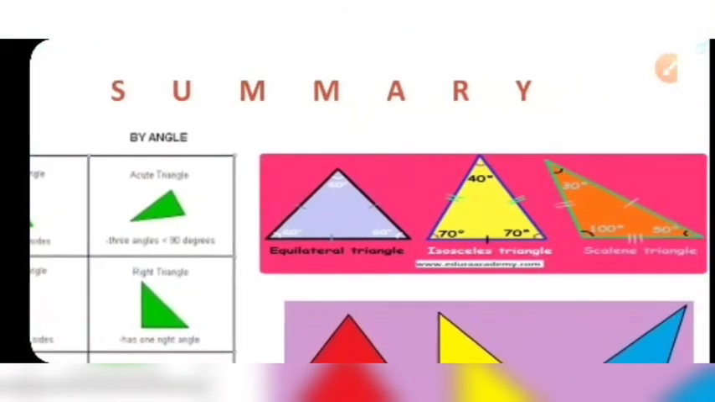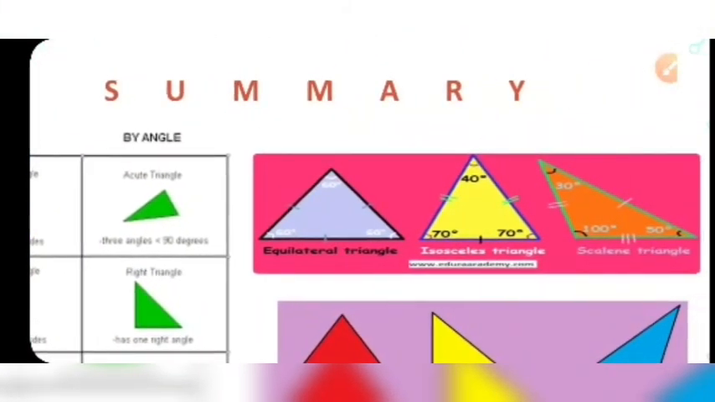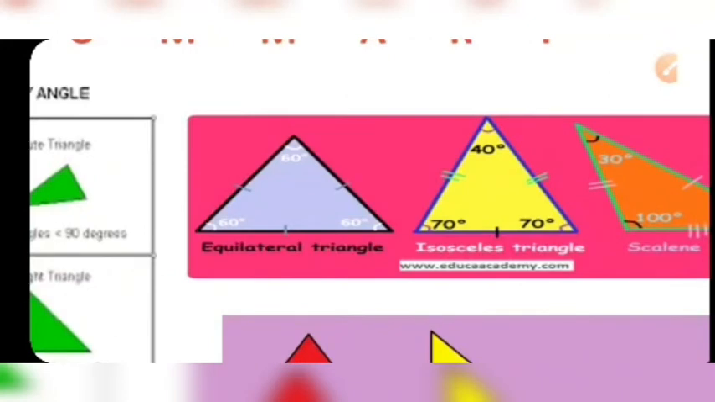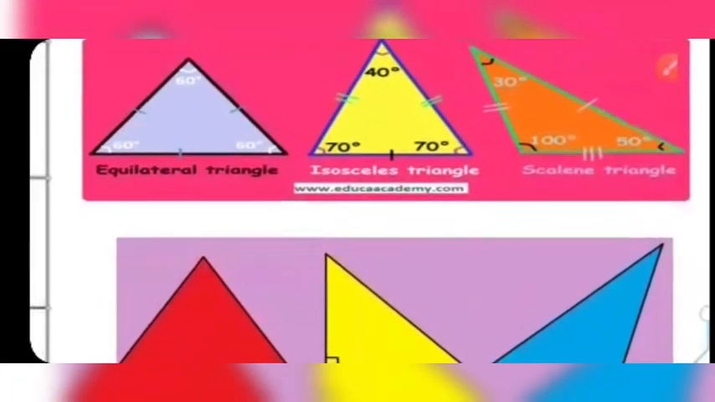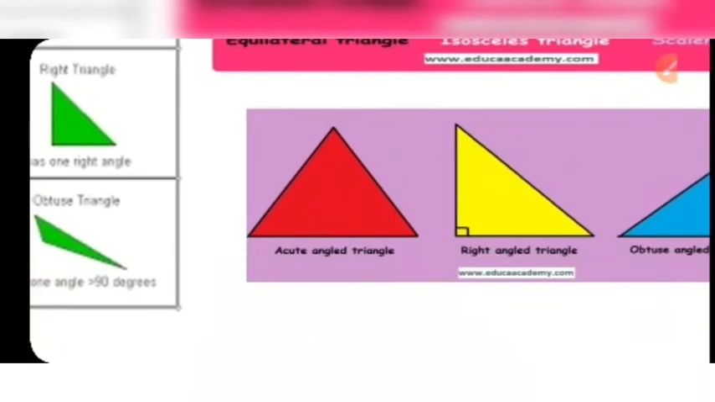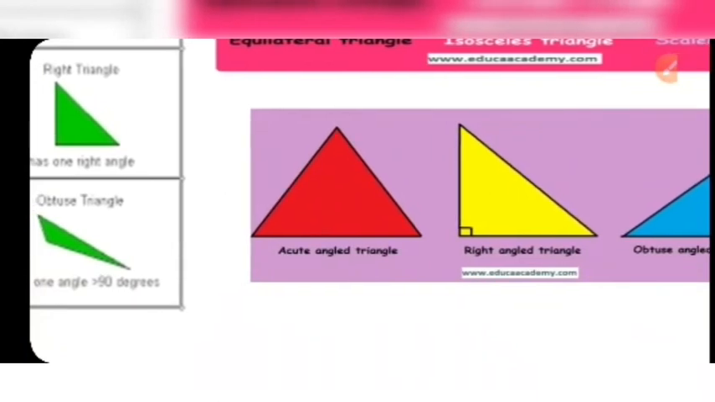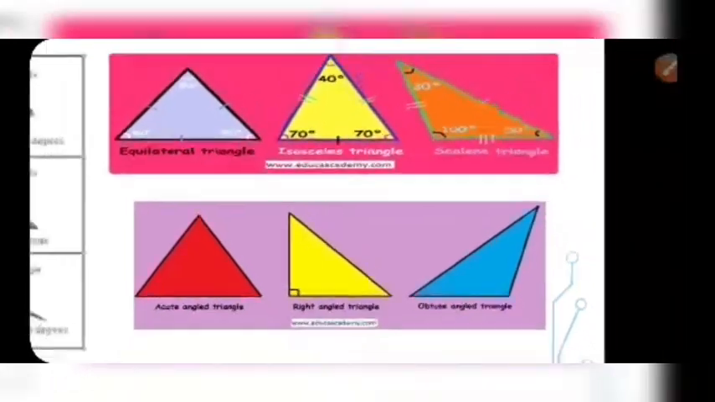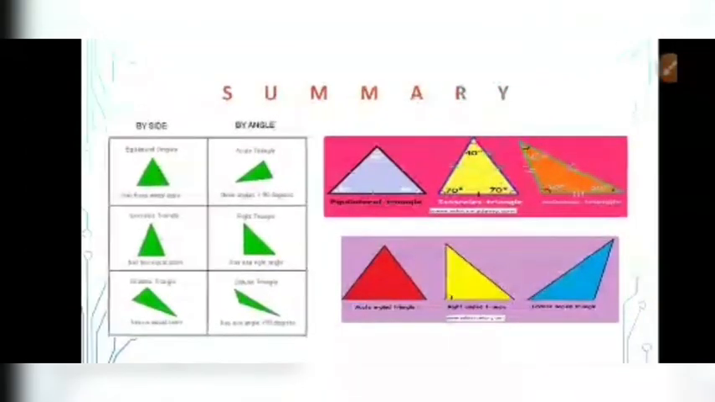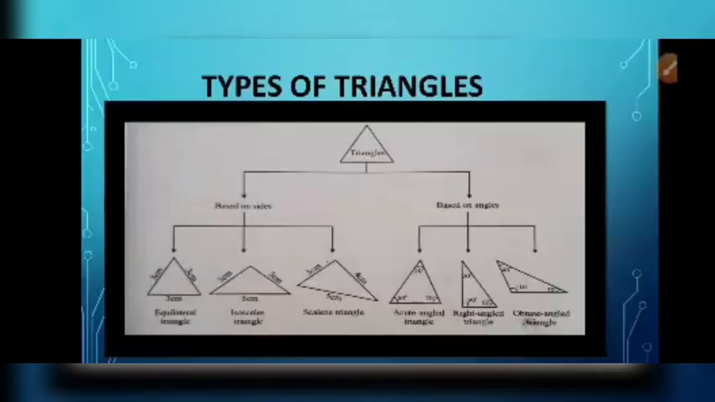So, we have discussed about types of triangles. Equilateral triangle, each angle is 60 degrees. Isosceles triangle, base angles are equal. Scalene triangle, they have 3 different angles and 3 different sizes. Acute angle triangle, right angle triangle, obtuse angle triangle. These are the types of triangles we have learned today. Types of triangles.